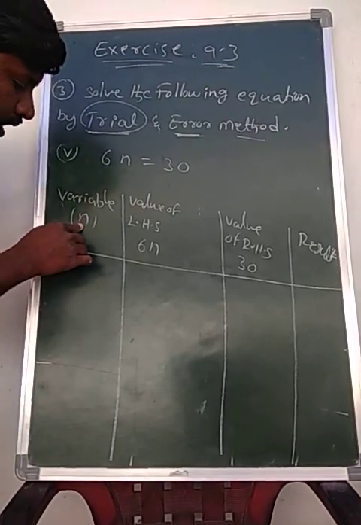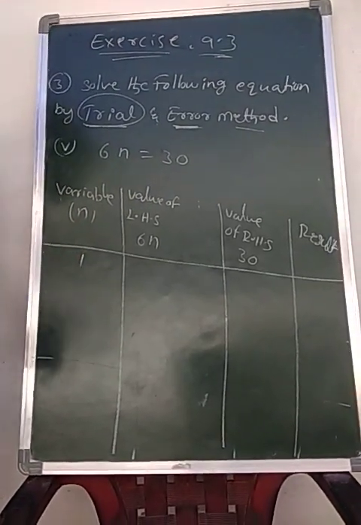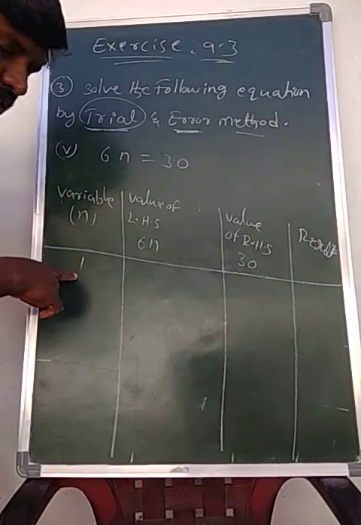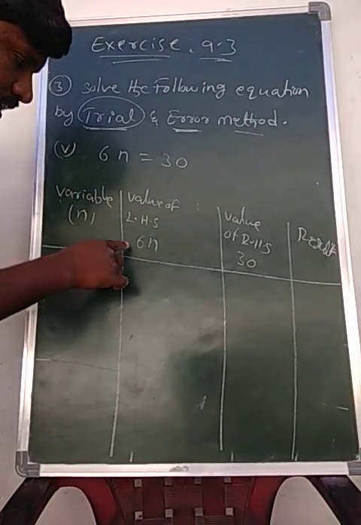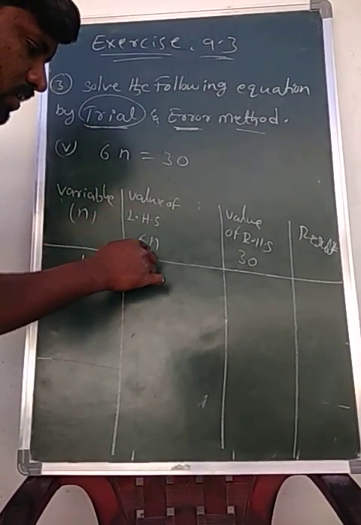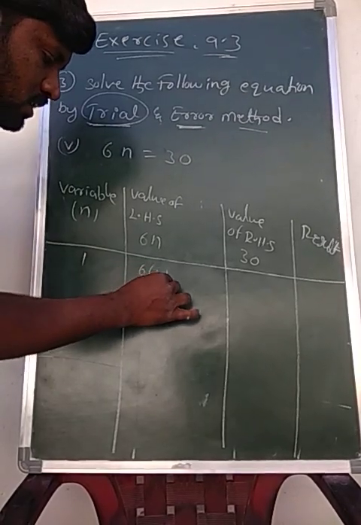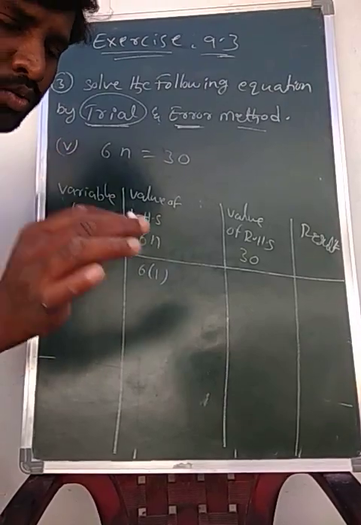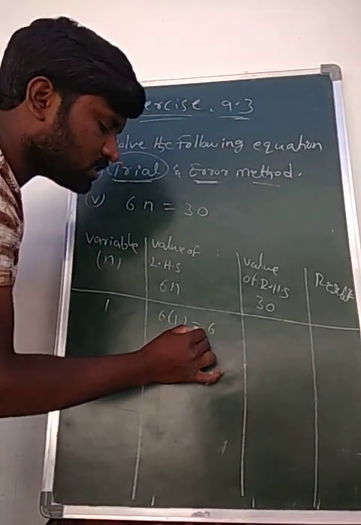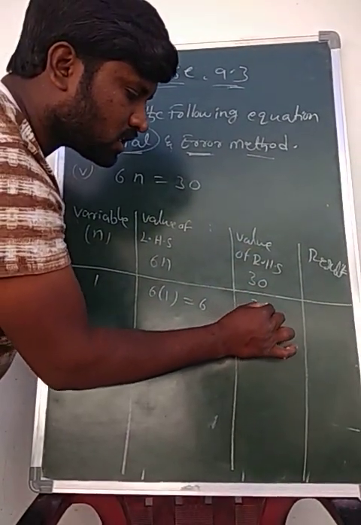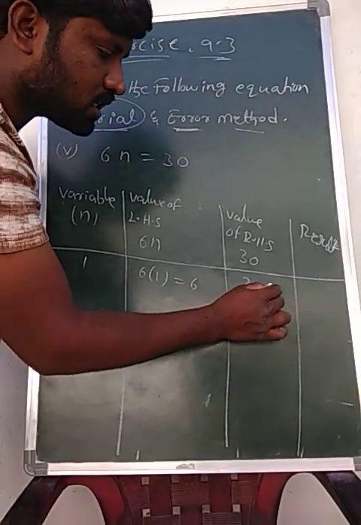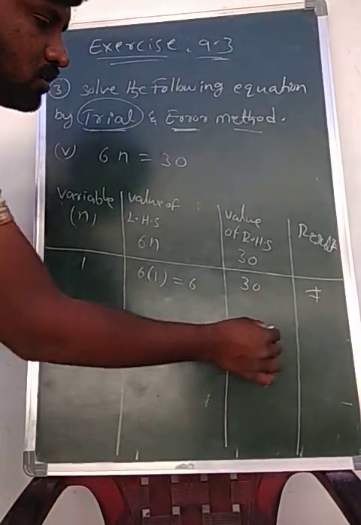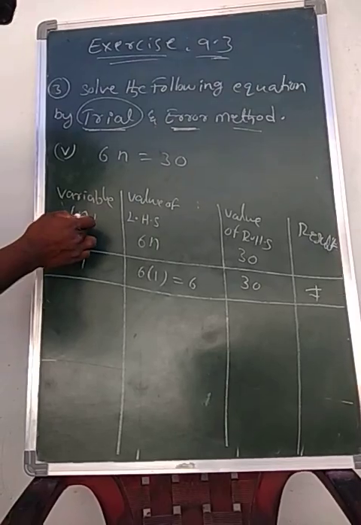Now I am taking n value as 1. If n is equal to 1, then what is the LHS? The value of LHS, 6 of 1. When there is a bracket, 'of' means into. 6 ones are 6. But the RHS value is 30. 6, 30, equal or not equal? Not equal.